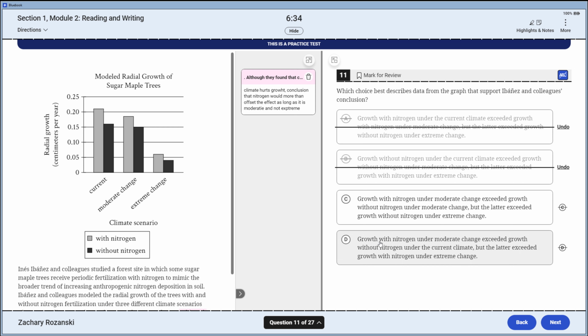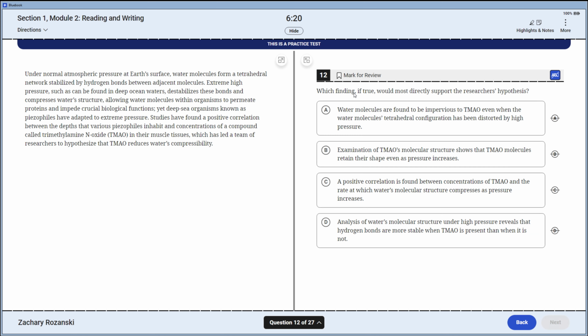Let's read D. Growth with nitrogen under moderate change exceeded growth without. I love this. With change, it's better than the status quo, so D's the right answer. C was just making a weird comparison. We're going to keep reading. Directly supports the researcher's hypothesis.